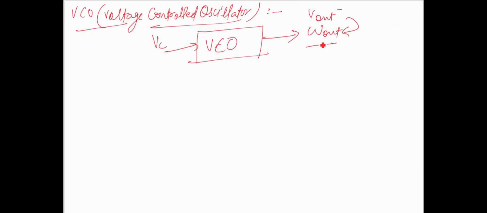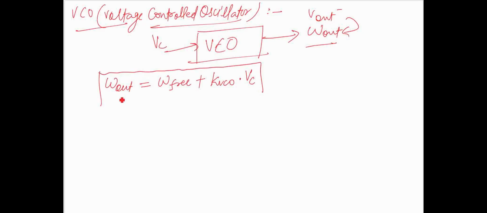Now for this VCO, there is a relationship between omega out and VC, that is omega out equals omega free plus KVCO times VC. So this is the relationship between omega out and VC. Okay, so what is omega free?